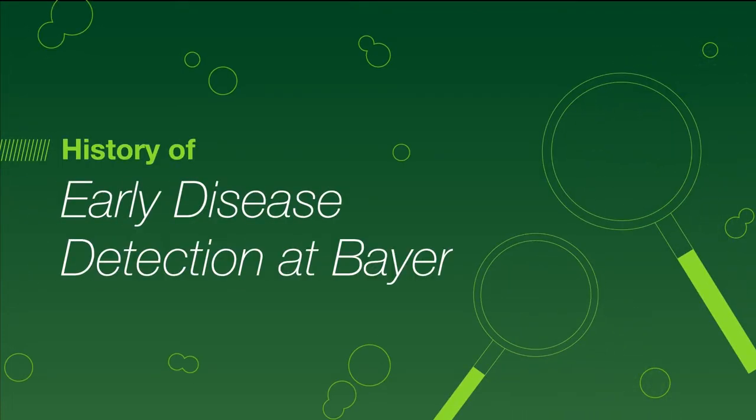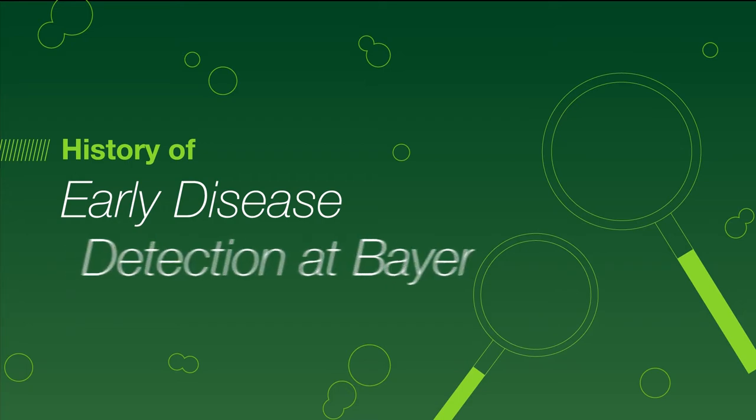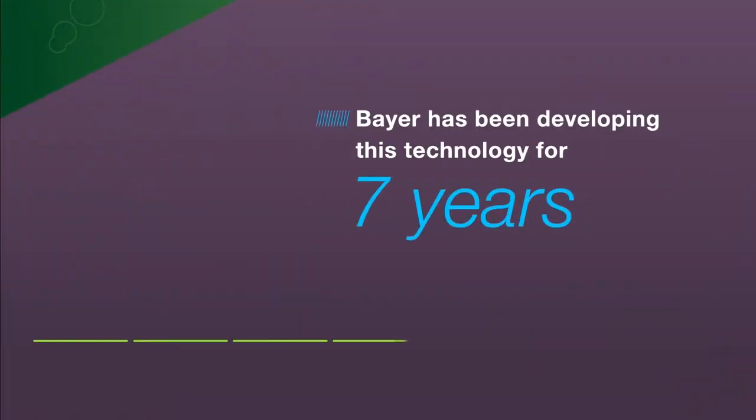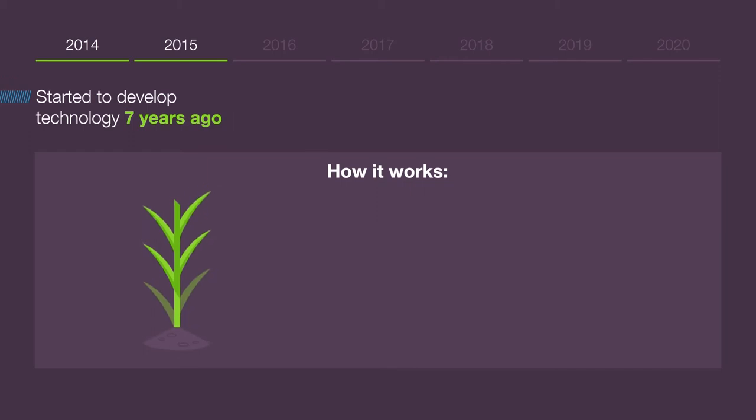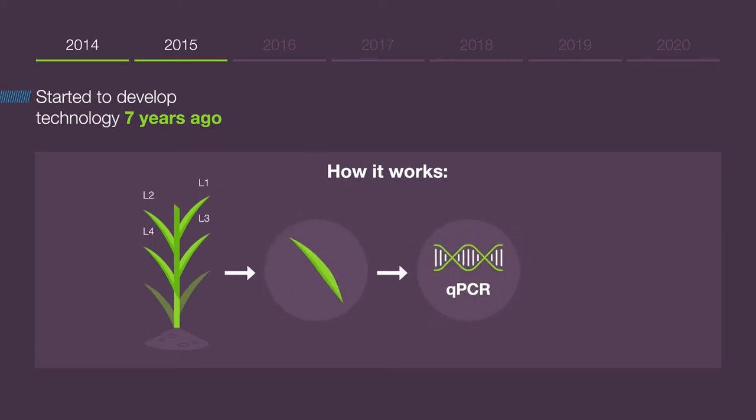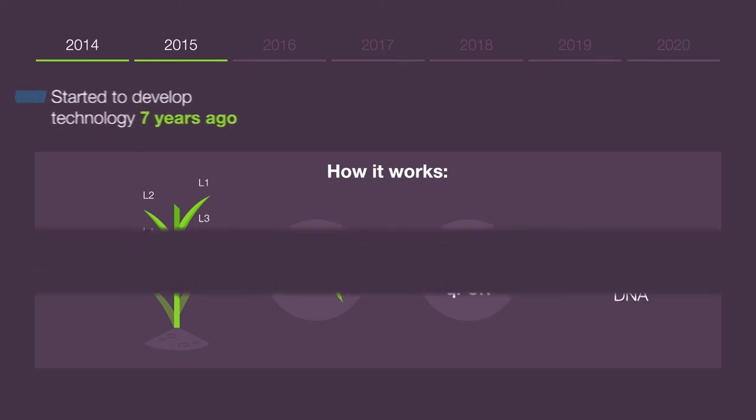Now we'll take a look at how Bayer have developed this technology over the last 7 years. We started to use this technology on Septoria back in 2014. So firstly, how does it work? In its simplest form, we are able to select a leaf from a plant, pass it through a qPCR reaction, which ultimately tells us the quantity of Septoria DNA within that leaf.